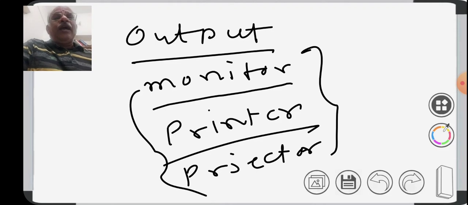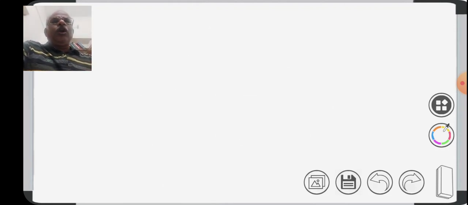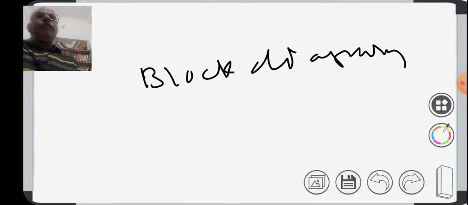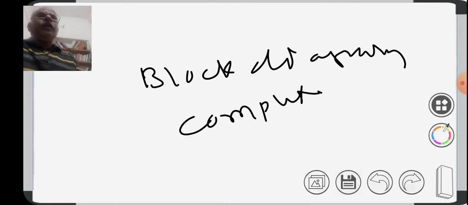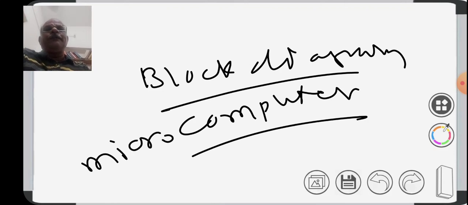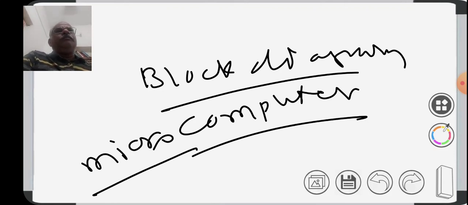Remember, we have to interact. It is not that only I am giving the lecture and I don't know whether you are listening or not. You should listen, you should watch the lecture, and wherever necessary, you have to interact with me. So in this small discussion, we have discussed the block diagram of the microcomputer. Remember, you must be having one full question on this block diagram of the microcomputer. So be with me.